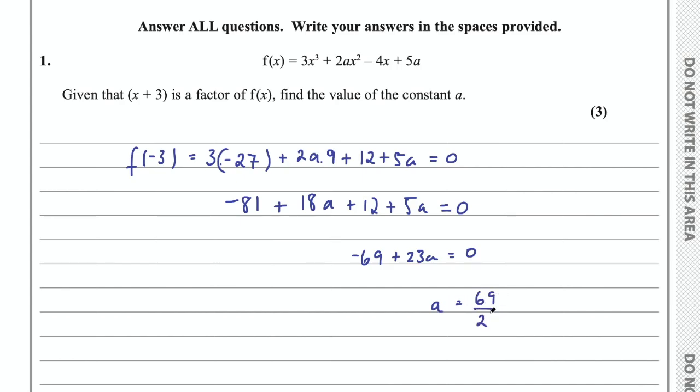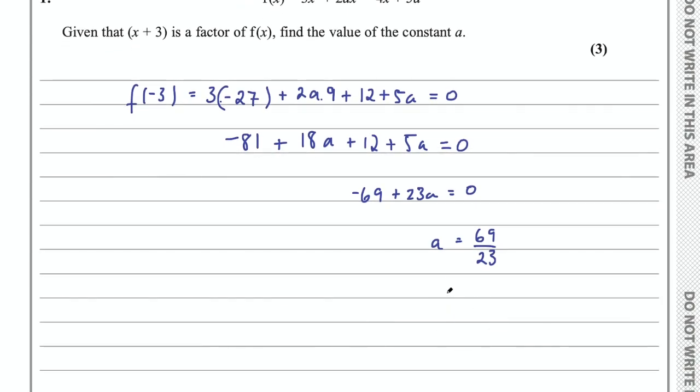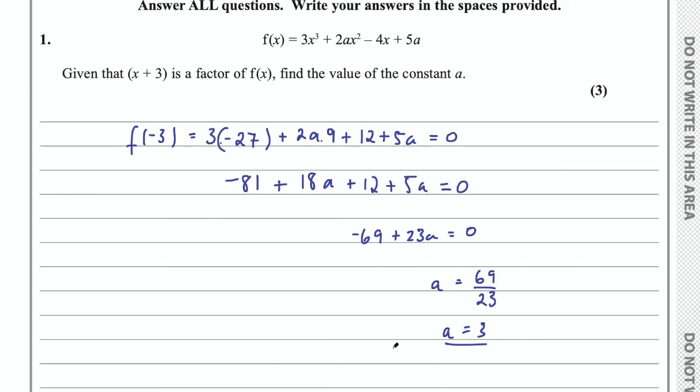And then 69 divided by 23, well, 23 goes into 69 3 times. So a is going to equal 3. So final answer there for question 1, 3, for a total of 3 marks. On to question 2 then.